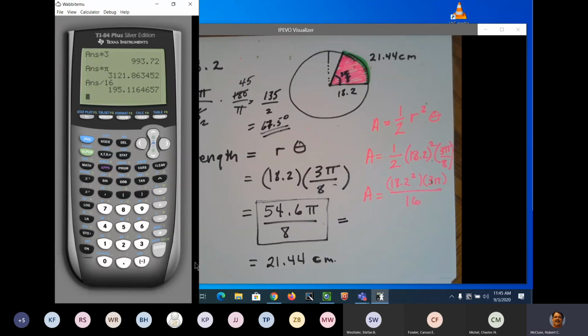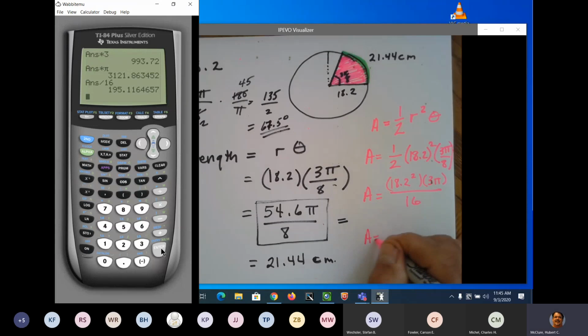So in that pink area, you've got 195. Area is equal to 195. We started with a tenth, so we're going to go to a tenth. 0.1 square what? Centimeters.